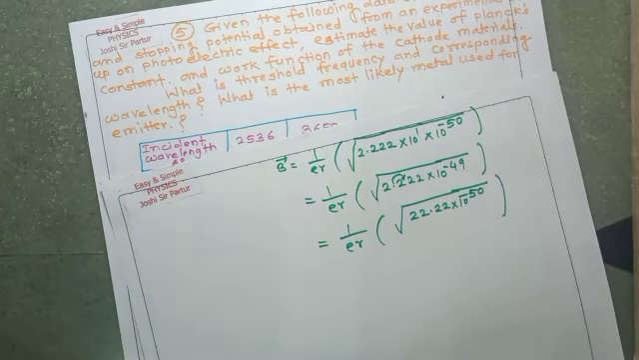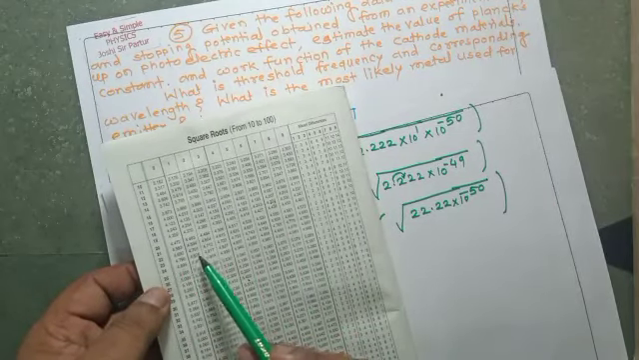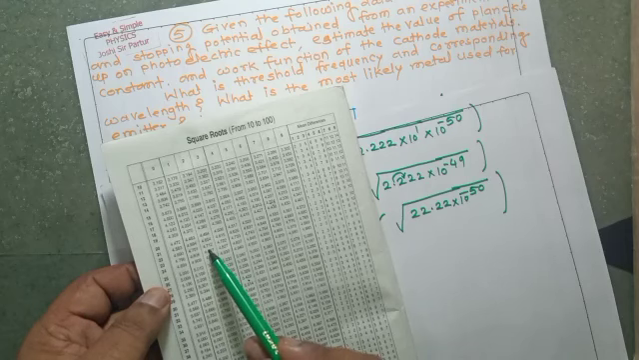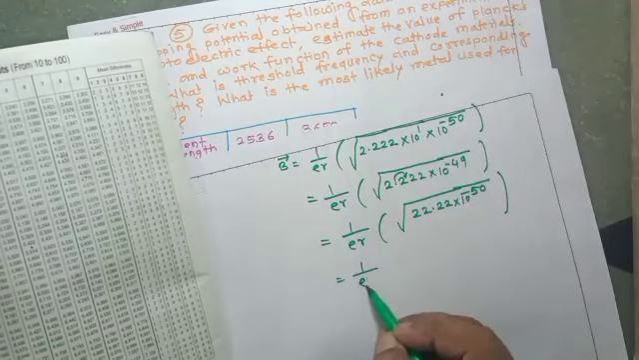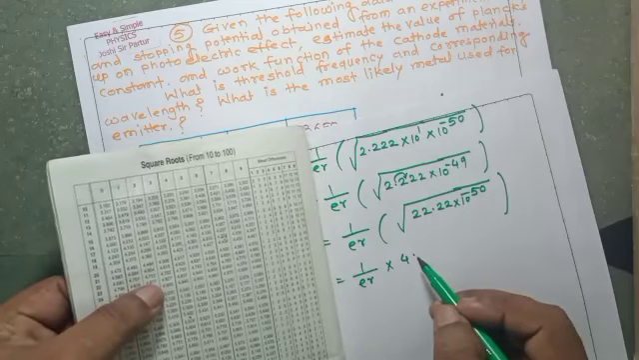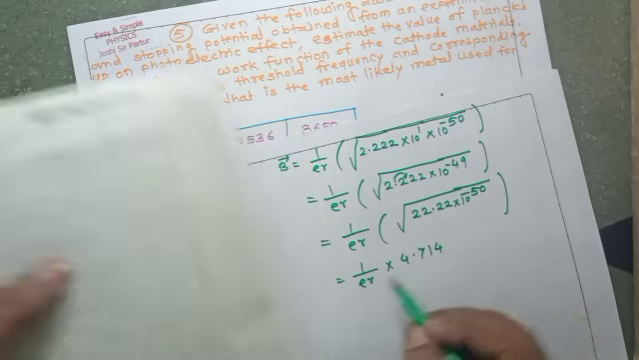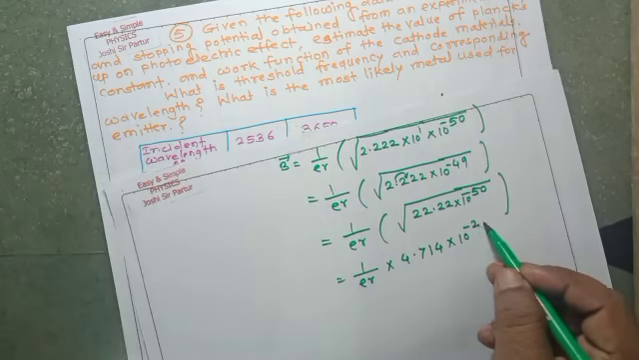If we take the square root, the square root of 22.22 will be 4.714, and 10 raised to minus 50 gives 10 raised to minus 25. So that will be 1 upon eR multiplied by 4.714 into 10 to the power minus 25.